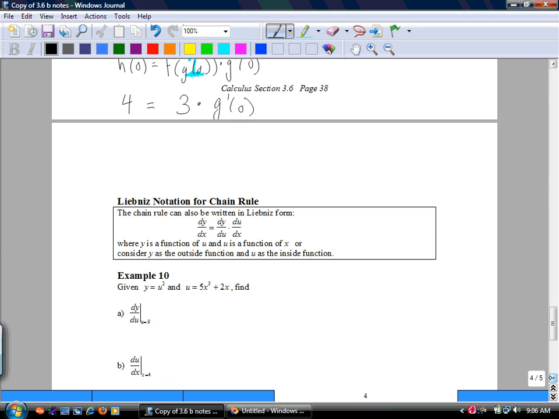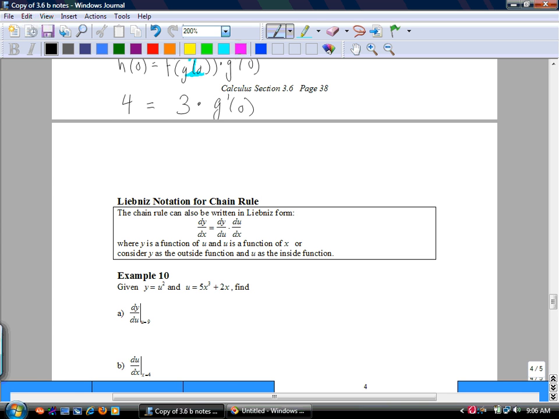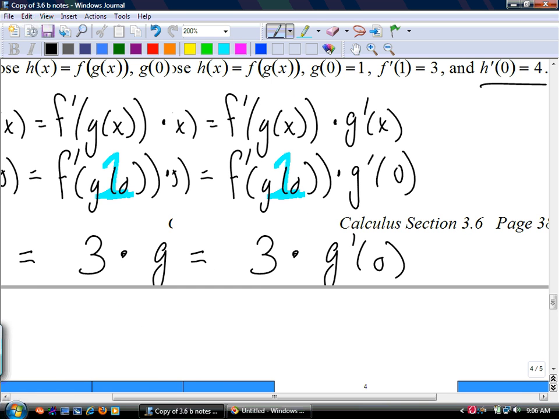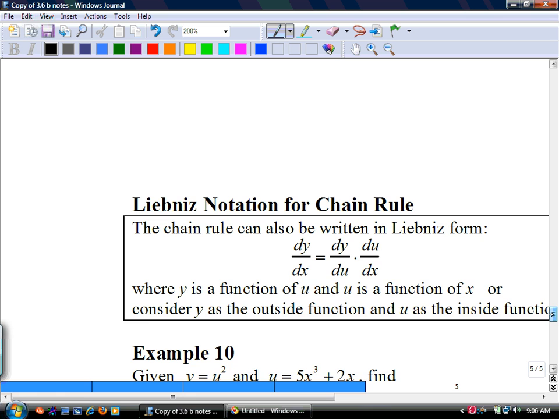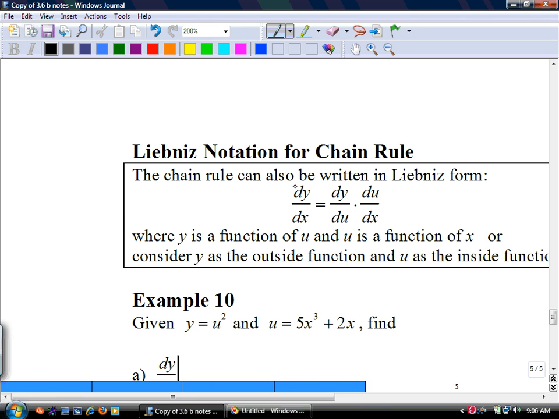Leibniz rule for chain rule. So I asked you guys to look at this as kind of like a chemistry unit conversion. If I want to know how y changes with respect to x, that's what this is saying. I had some really bad formulas yesterday, but I think this is a better way of explaining it.